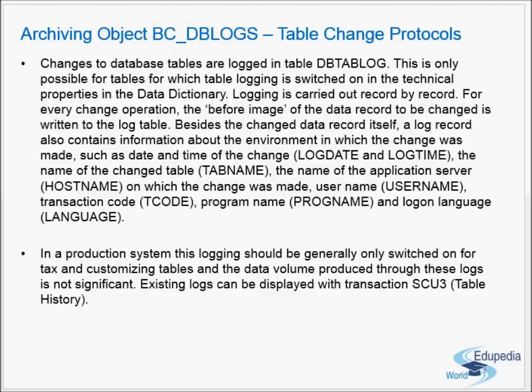Okay, so fewer changes are recorded in the DBTABLOG table. Otherwise, this table will increase in size, and eventually all the tables accessing this table will be affected, so the performance will slow down for those tables also, along with this table. Generally, for the tags and customizing tables, the table logging is switched on, and this logging information you can view using the SCU3 T code.